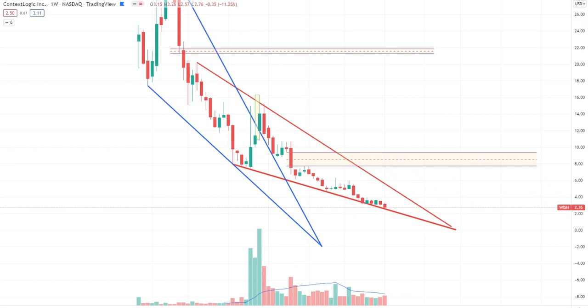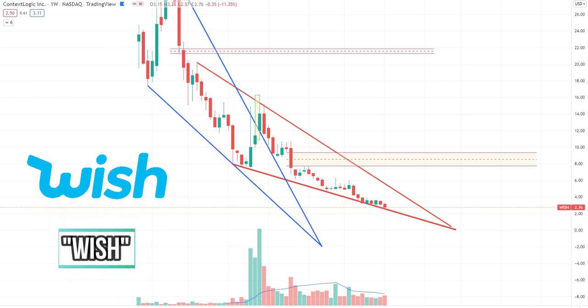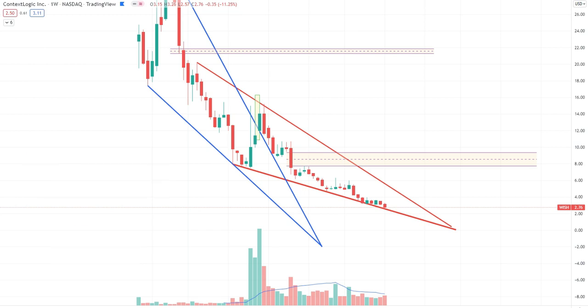Both trading and investing are a matter of being patient, and Wish Contextlogic stock, ticker symbol WISH, is a perfect example. Behind the trade here.